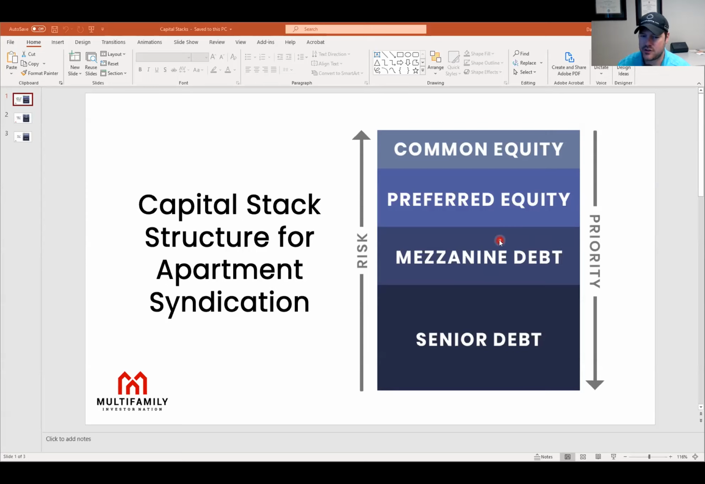And then after all the debt's been paid, you're going to start paying back the initial capital for the preferred equity piece, and then the returns for preferred equity, and then the common equity would get their return first, and then their initial capital back as well.